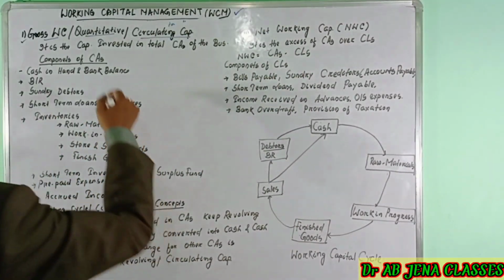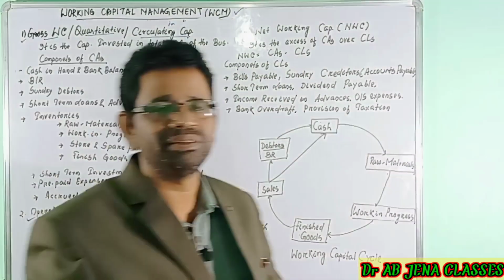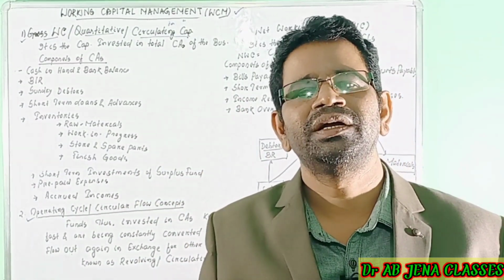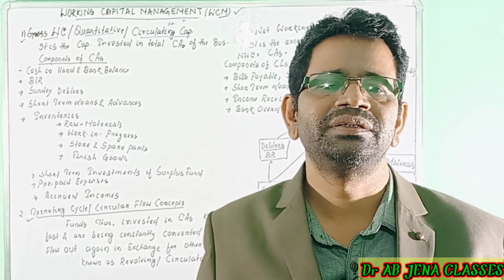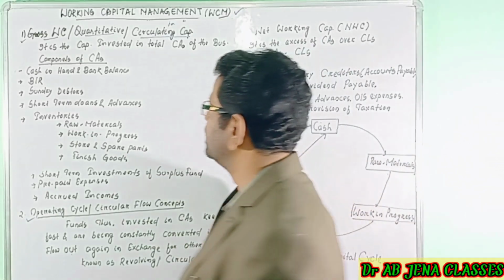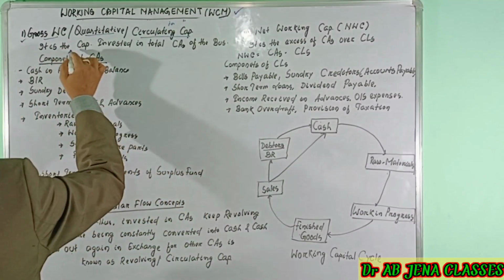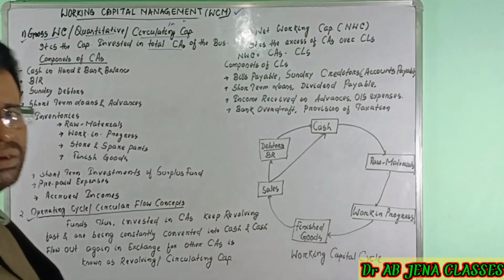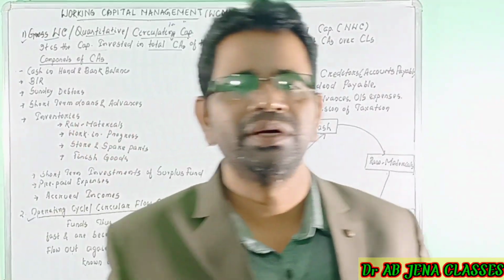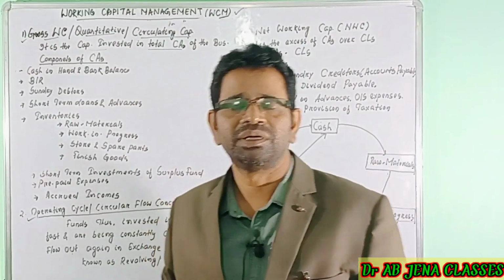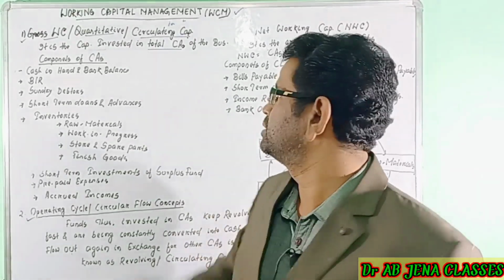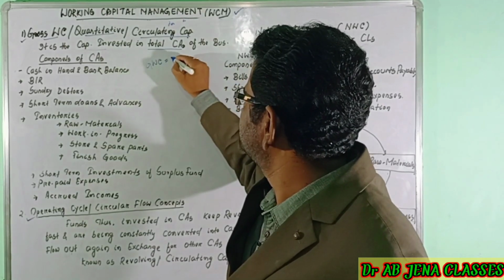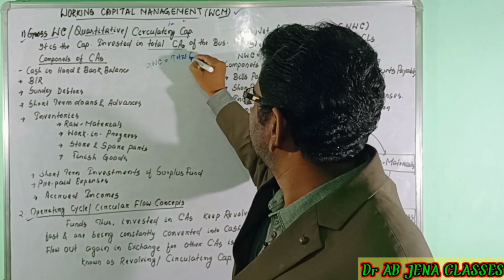So gross working capital, what is this? Just recall the balance sheet of the final accounts: the entire total current assets of the balance sheet is known as gross working capital. It is the capital which is invested in the total current assets of the business. Once again I am repeating, dear friends: gross working capital is equal to, in mathematical equation, total current assets.